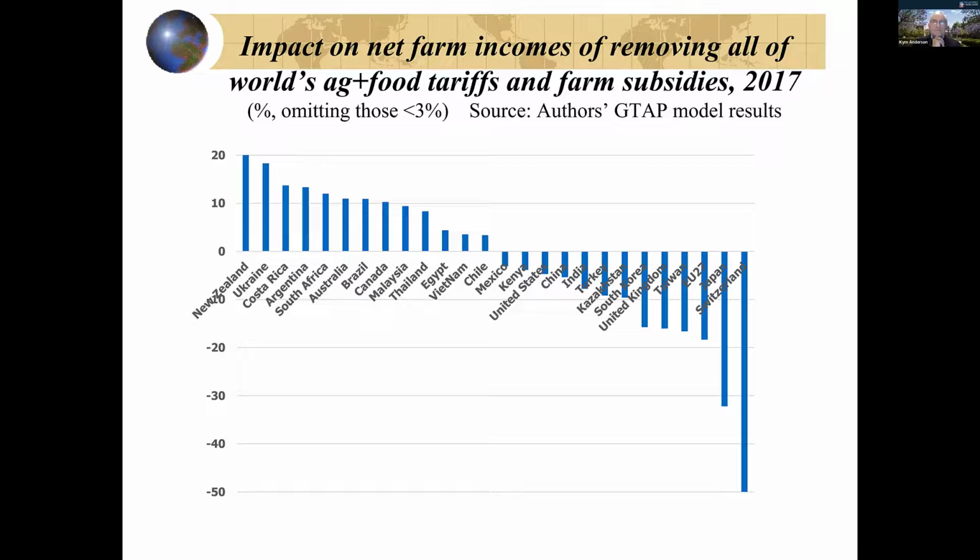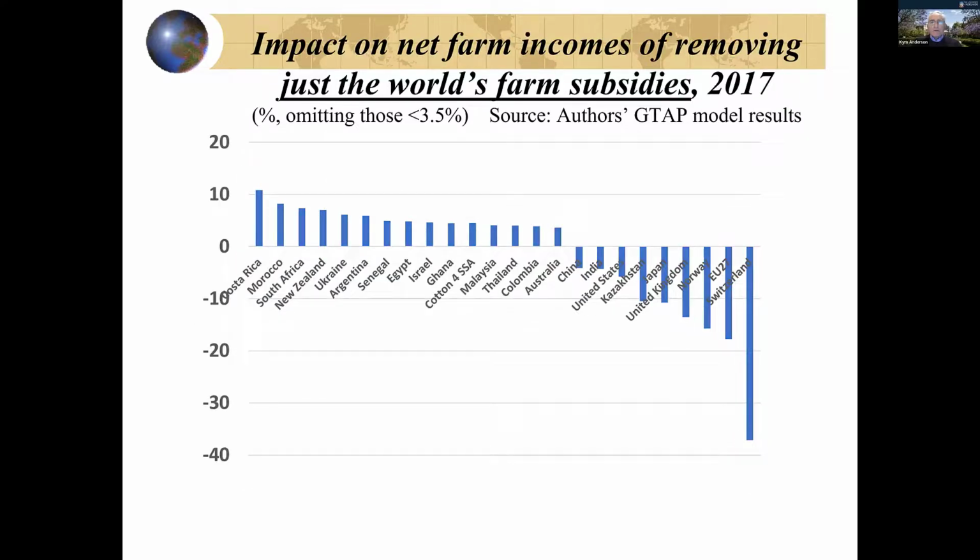But this is showing for New Zealand, for example, that net farm incomes would be 20% higher in that country if all those agricultural subsidies and tariffs on agricultural and food goods were removed. The next slide, Anna, shows it just for the agricultural subsidies themselves, because that's what a lot of the focus of negotiating has been over the last year or so, just looking at the subsidies and not wanting to worry about tariffs. We'll see how sensible that is in a little while.